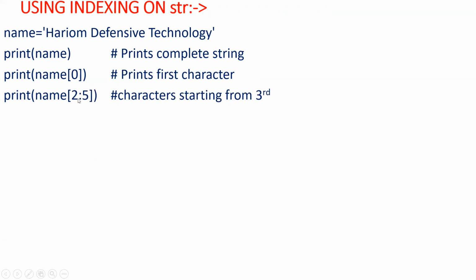Now print name again. It is the third variety. Here I am using the index 2:5. So what does it mean? It means you want to start indexing from 2. What is 2? 0, 1, 2. 2 stands for R. So it starts printing from the R. But what is the meaning of the 5? Up to 5 means 0, 1, 2, 3, 4, 5. But remember, M is not taken.